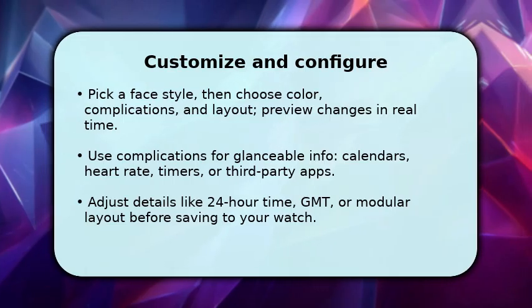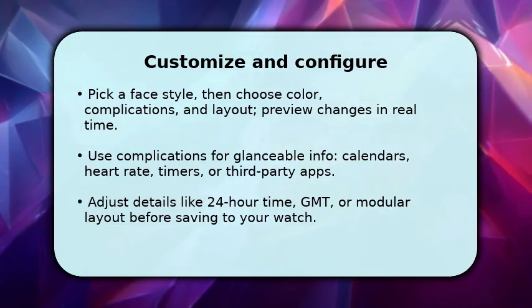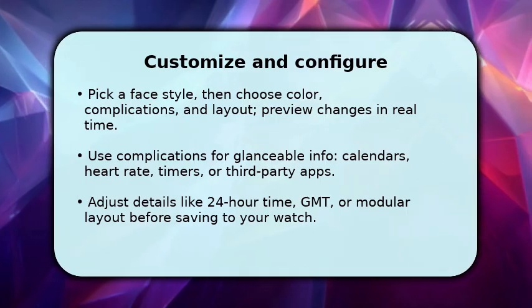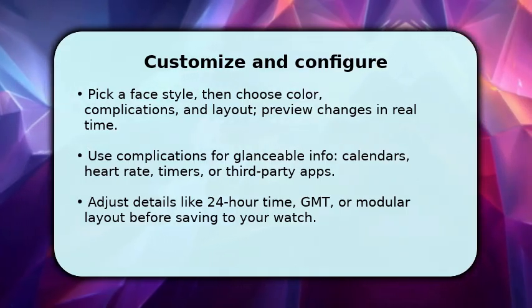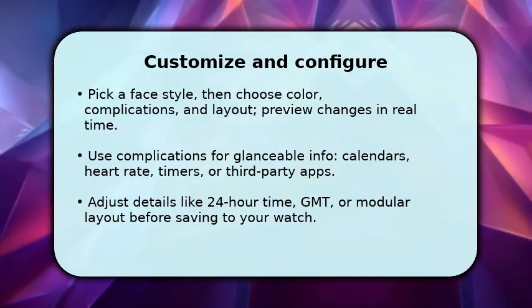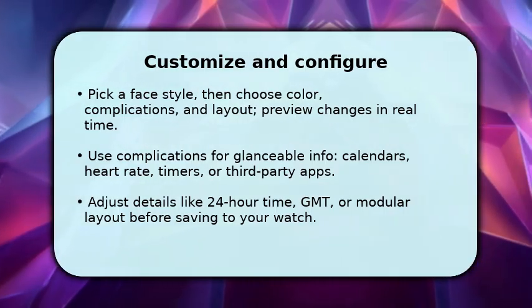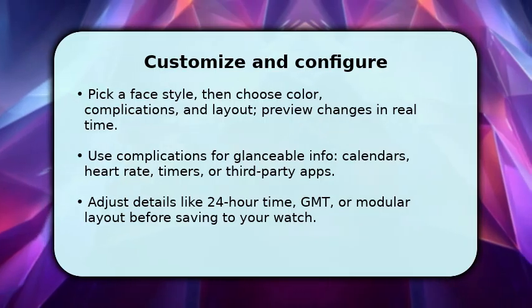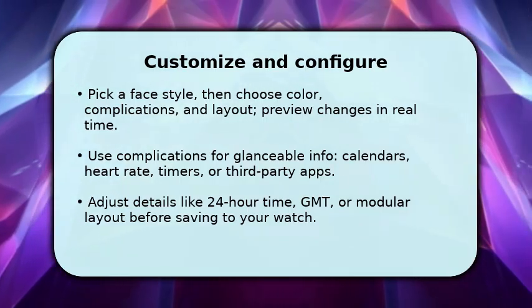Once you tap a face in the gallery, scroll to complications and swap slots for the data you need. Make sure to use essential complications first. On the watch, use the digital crown to scroll options and tap each complication slot to change it. This controls what you see at a glance and reduces clutter.